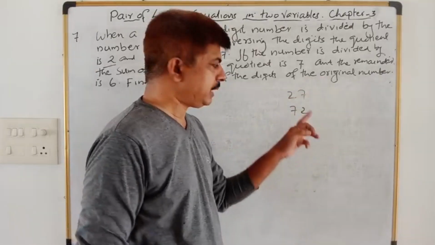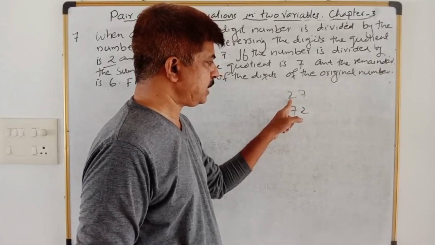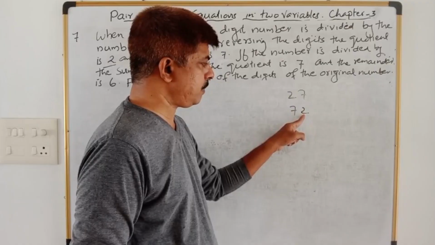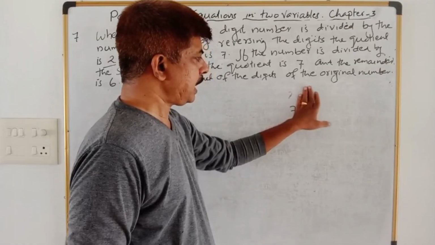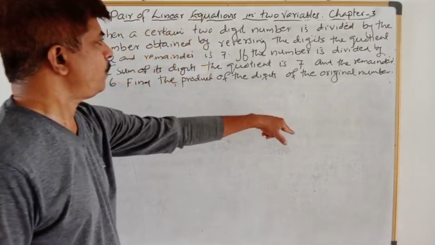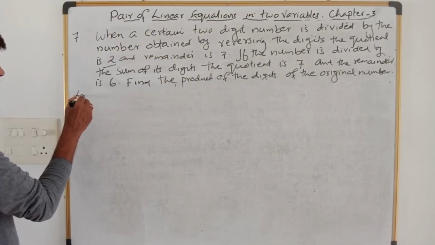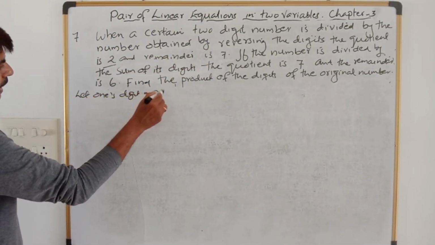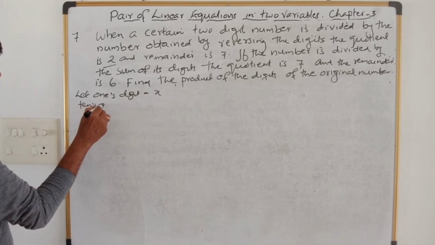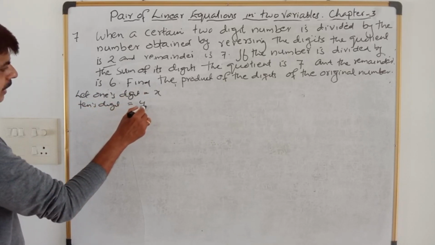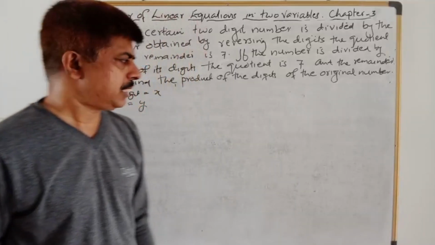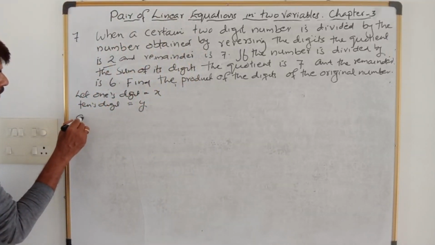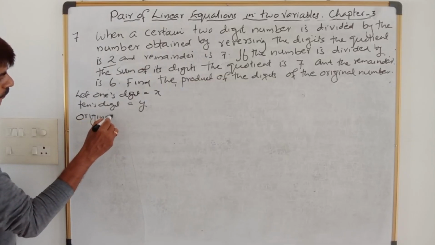27 reversed becomes 72. That time the place values change. When it is 27, 7 is in the 1's place, 2 is in the 10's place. When reversed, 2 becomes the 1's place and 7 the 10's place. Like that, 2 numbers will be formed. So let the 1's digit be x and the 10's digit be y. As we know the 10's place digit and the 1's place digit, we can easily form the number. So the original number can be formed.